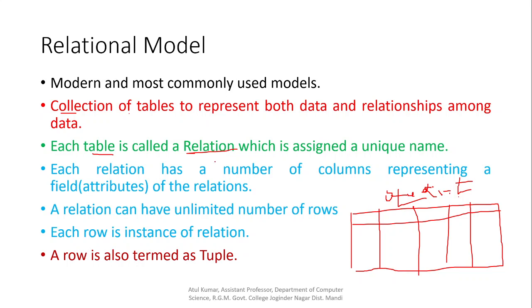So each relation has a number of columns. These are the first column, second column, third column, and so on, and a number of rows, and these rows may be unlimited. The columns represent the fields or attributes of the relation. So in case of student relation, suppose the first field is roll number. The second field is student name. Third is father name. Suppose the fourth attribute of this student table is address.